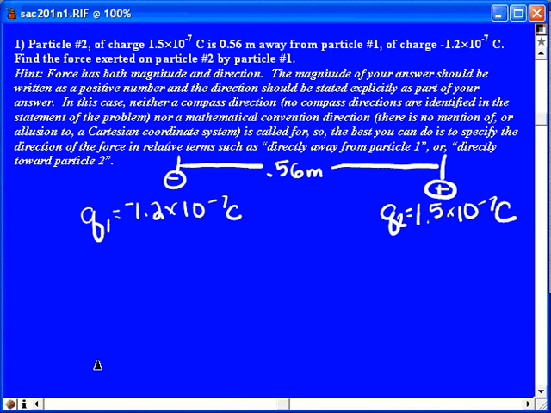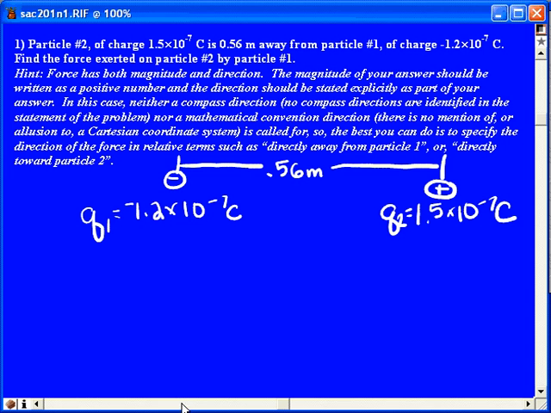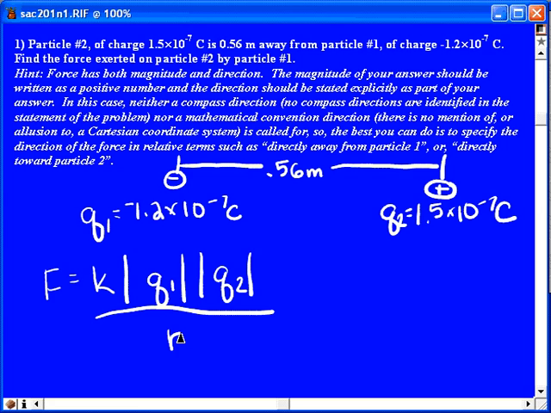Now, we decided that this was a Coulomb's law problem, and we can find Coulomb's law from the formula sheet. And we see it here up in the upper left-hand corner. We're going to copy this onto our problem. So we have force being equal to K times the absolute value of Q1 times Q2 over the distance between the two particles squared.